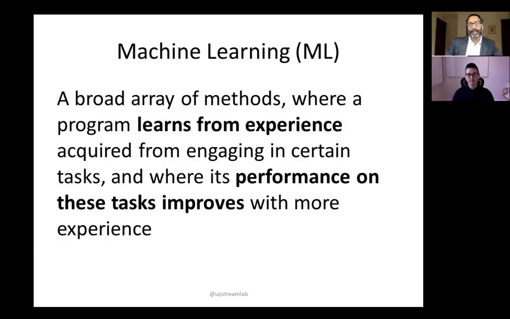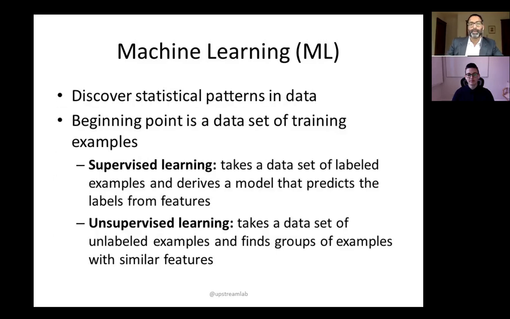Another area is machine learning. So this is a broad array of methods. There are many different types within this, where a program learns from experience that it has acquired from engaging in different tasks, and where its performance gets better as it learns, as it looks at how it's performed. So ultimately, machine learning is about discovering statistical patterns in data, so making a prediction or identifying a relationship.